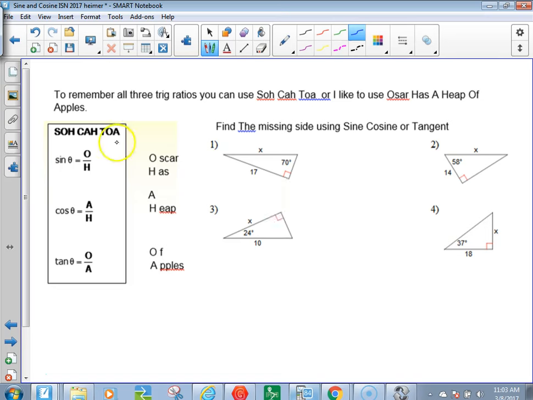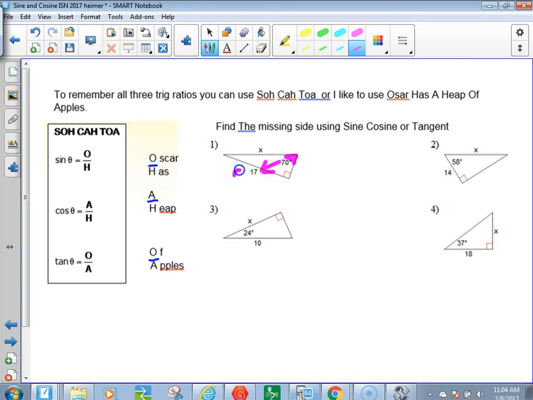All right, at the bottom of the page, again, I have it repeated. The Oscar has a heap of apples, and then there's the SOHCAHTOA in the box, depending on which one you prefer. Remember all three trig ratios you can use. I like to use Oscar has a heap of apples instead of the SOHCAHTOA. Whatever works for you is fine with me. We're going to find the missing side, and you have to decide what to use. So you have to go to your picture. You have to learn to determine which trig function you're going to use. That's where the angle is.